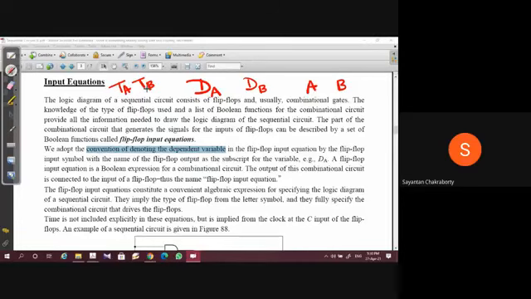Let us see how to derive the flip-flop input equation given a particular sequential circuit.